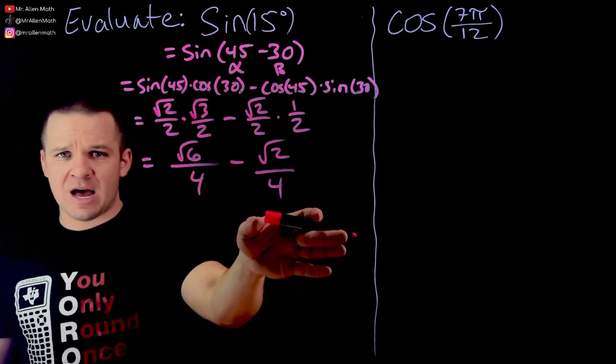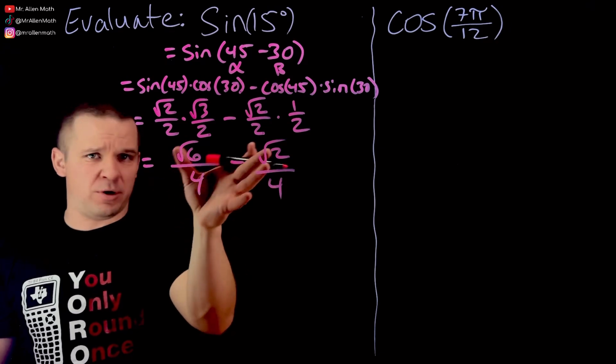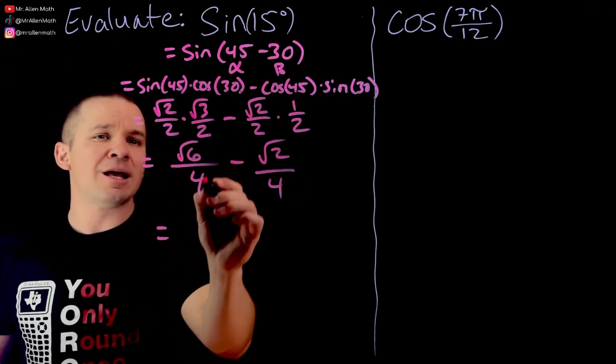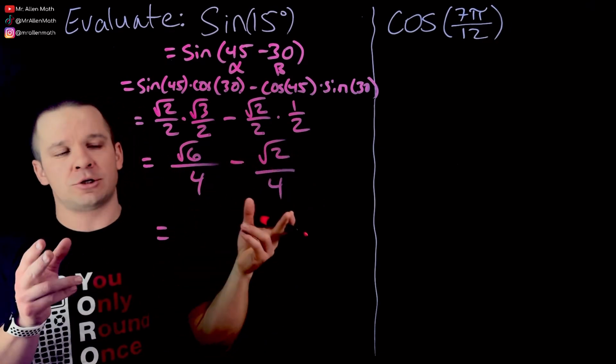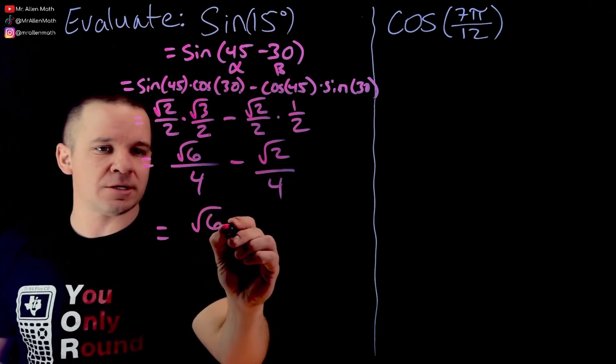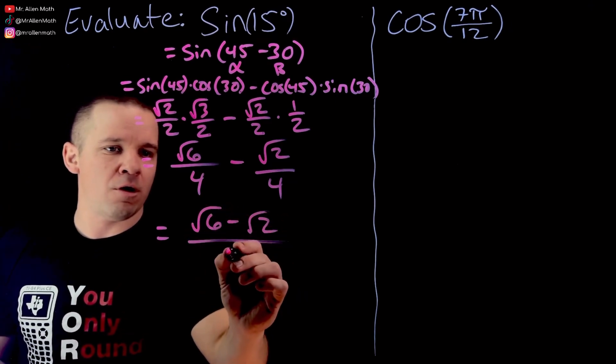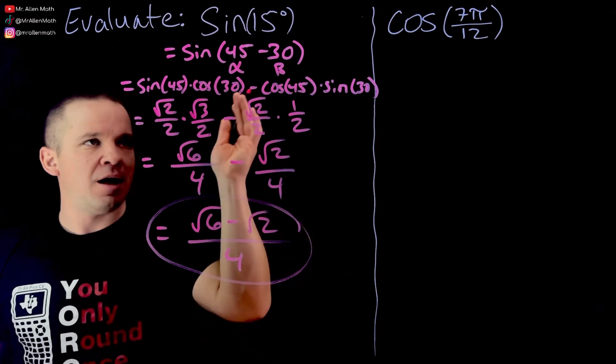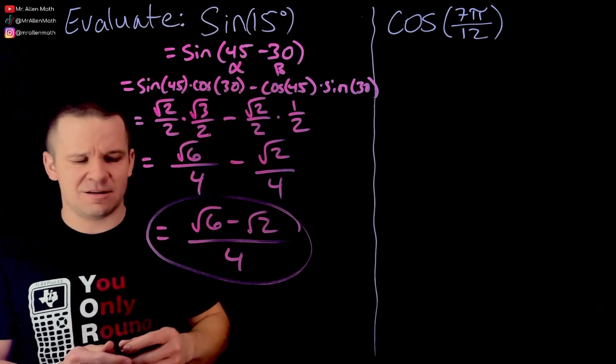Excellent. Common denominator, can I subtract my numerators, put it all into one fraction rather? Yes, we can. Now, root 6 and root 2 are not like terms, so we're just going to leave it as root 6 minus root 2 over 4. Final answer. Beautiful. Fantastic. Wonderful.